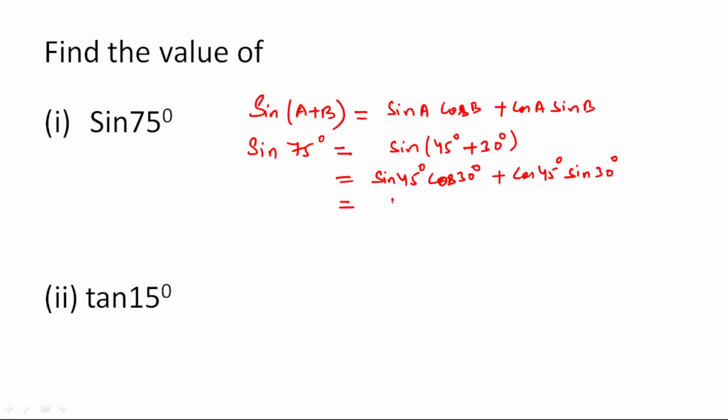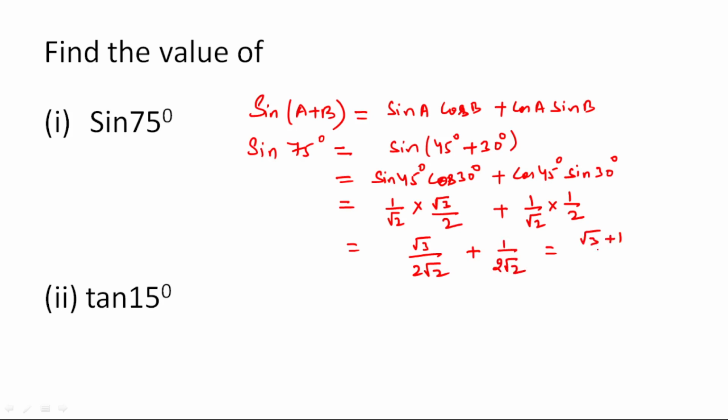We know sin 45 degree is equal to 1 by root 2 and cos 30 degree is equal to root 3 by 2, plus cos 45 degree, again 1 by root 2, and sin 30 degree, 1 by 2. So we have got root 3 by 2 root 2 plus 1 by 2 root 2. So our answer will become root 3 plus 1 by 2 root 2.